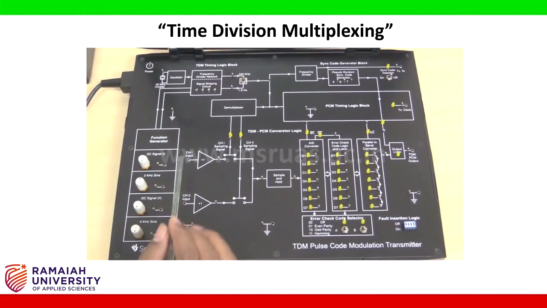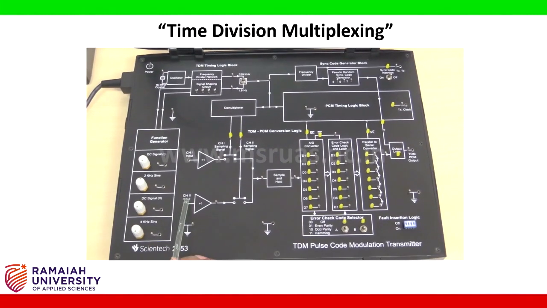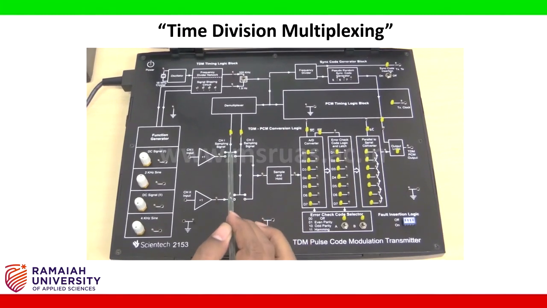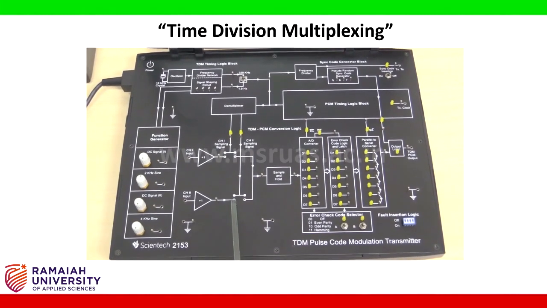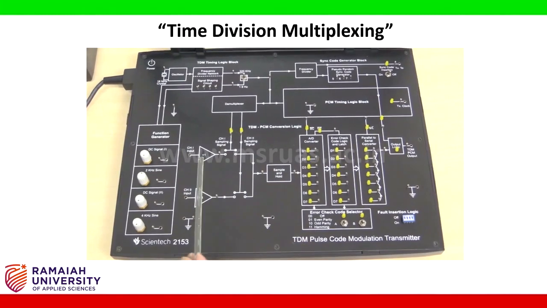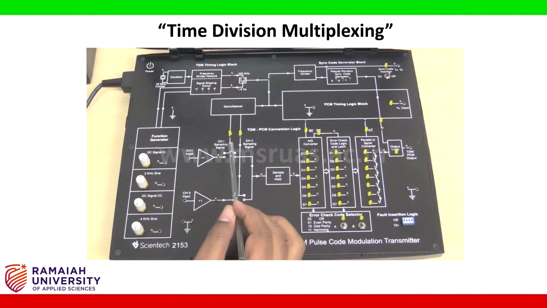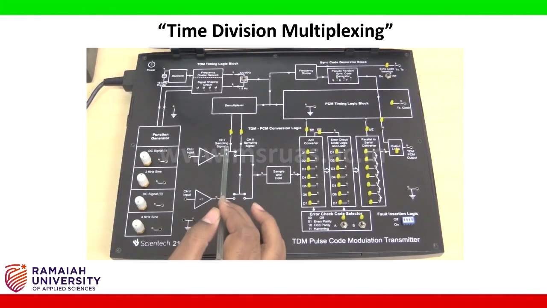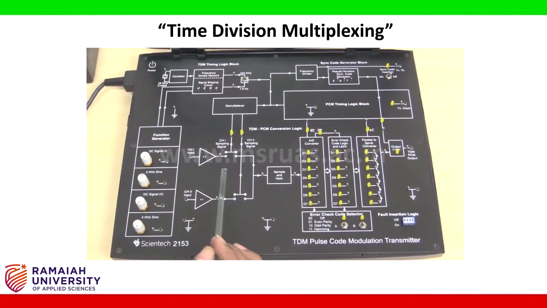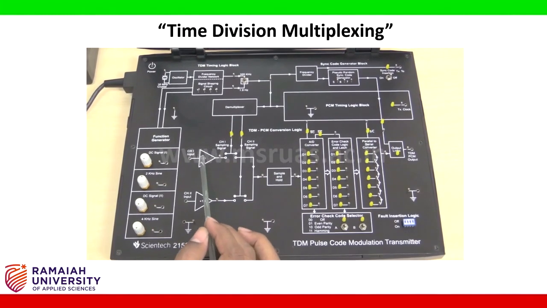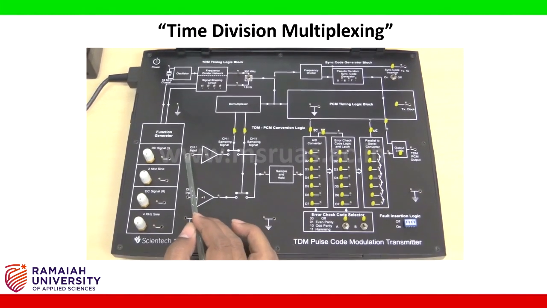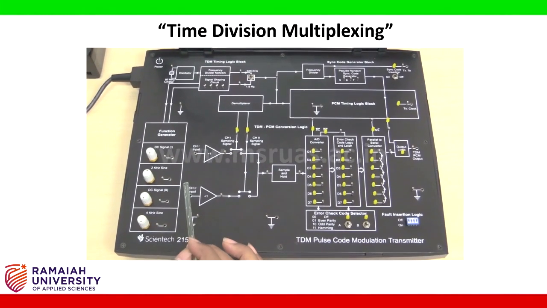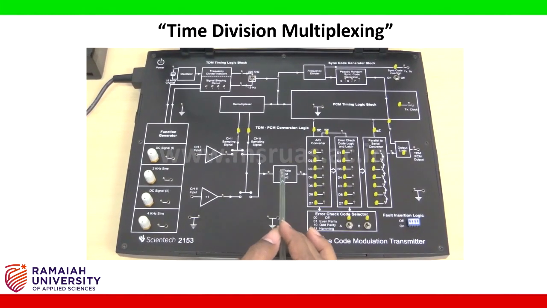Here we are using channel 1 and channel 2. For each channel they have the multiplexing channel 1 and channel 2 for the same channel. Means for time slot 1 this switch will be closed, for time slot 2 this switch will be closed and this will be opened, such that for each time slot only one user signal will be passed and the second user signal will be passed in the second time slot.